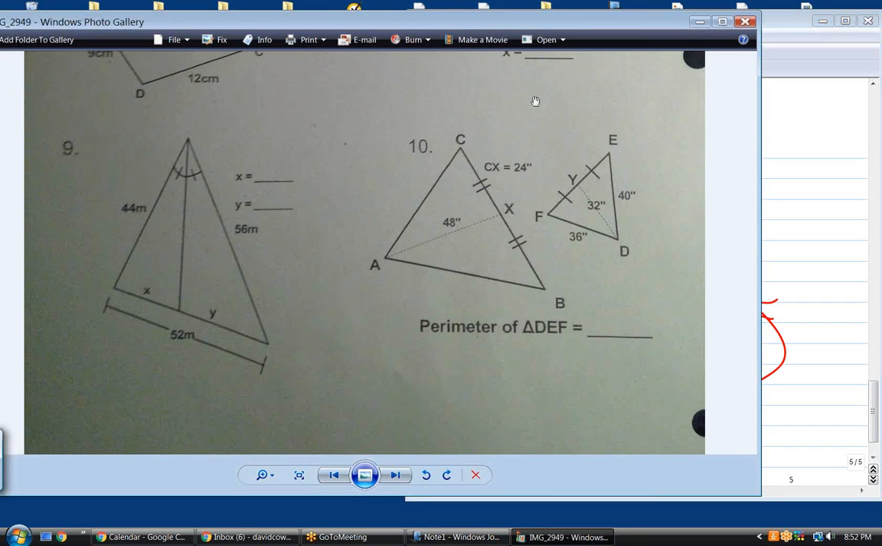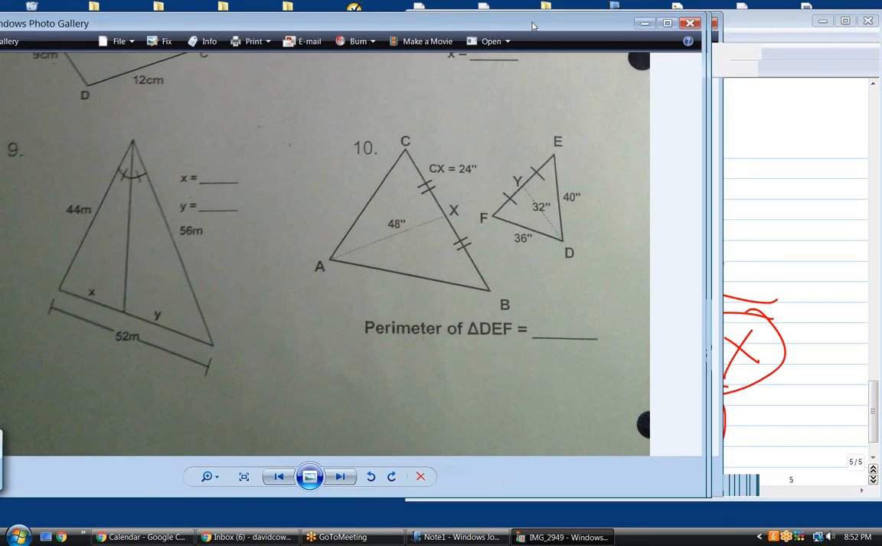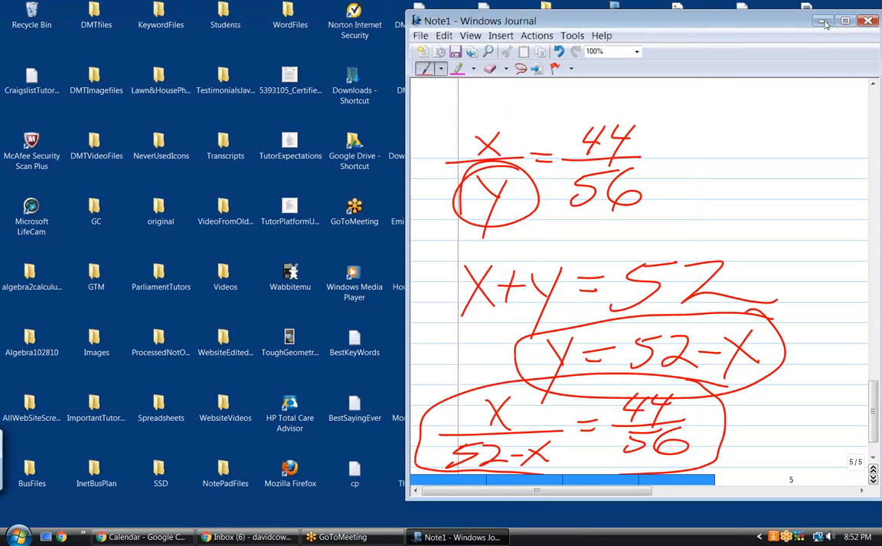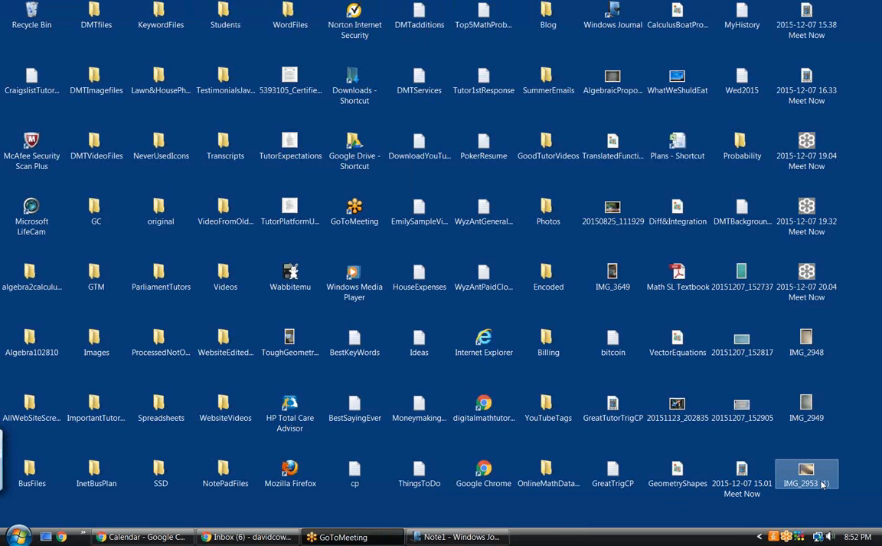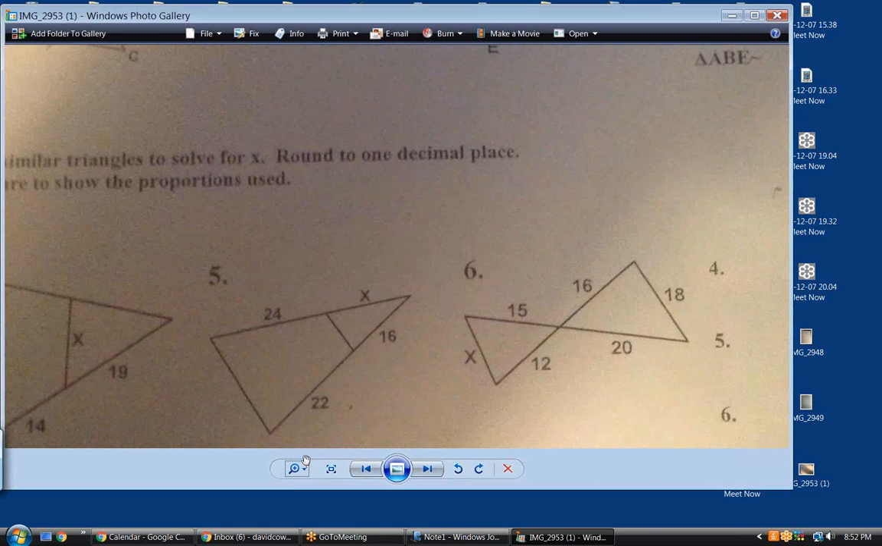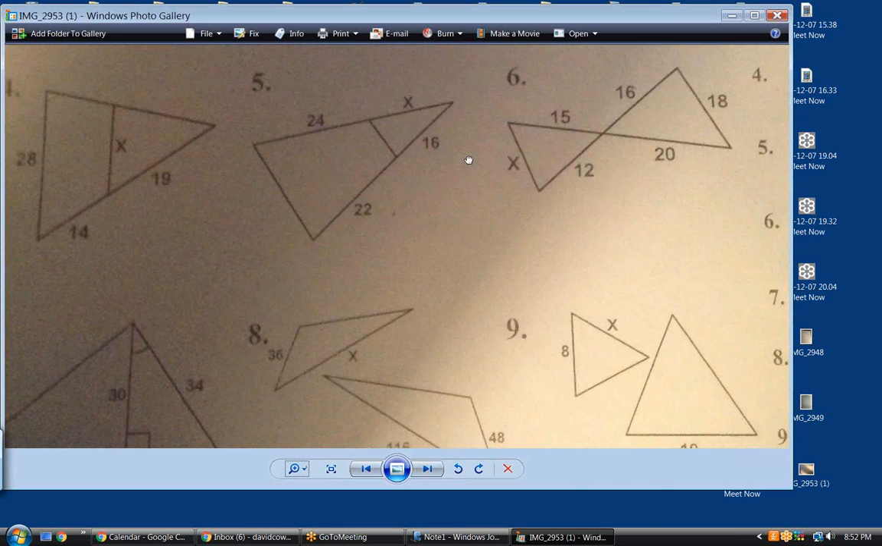Do you think we could, so there's a third page, and it's 4, 5, 6, 7, 8, and 9. Could we take a look at those? Is this the third page? Yes. Okay.